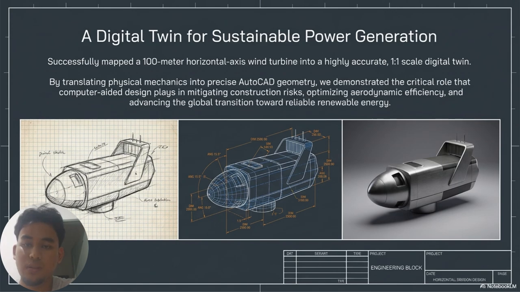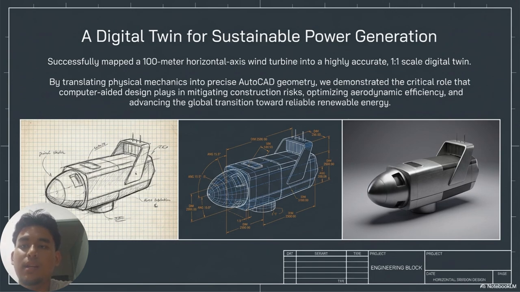Right now, as shown on this slide, the development process starts with a conceptual sketch of the wind turbine nacelle. This initial sketch provides the foundation for the design and helps us visualize the overall structure. The sketch was then converted into a detailed AutoCAD engineering drawing with precise dimensions and technical specifications. This step ensures that the model accurately represents the actual component.